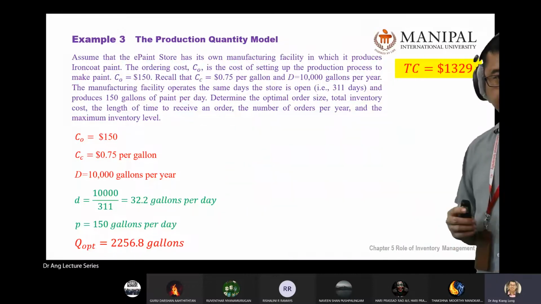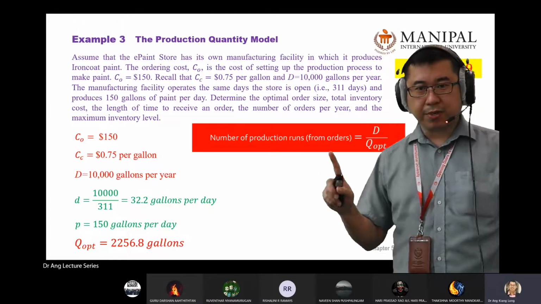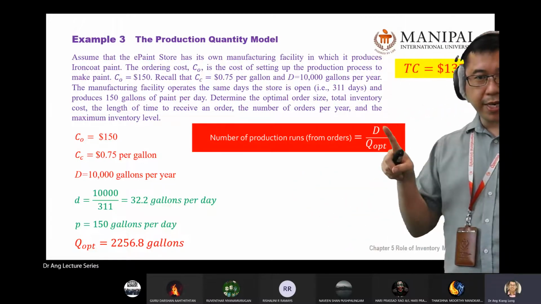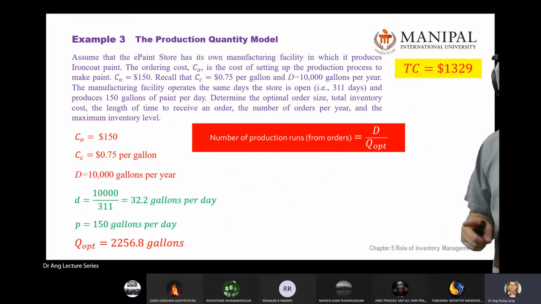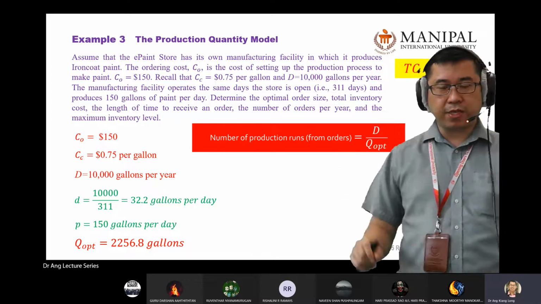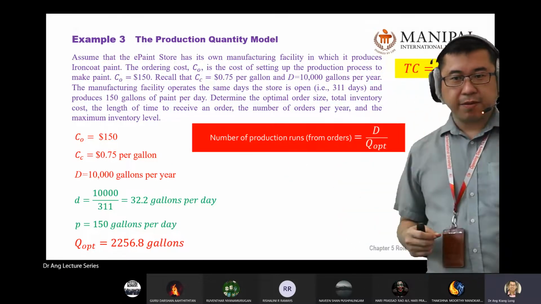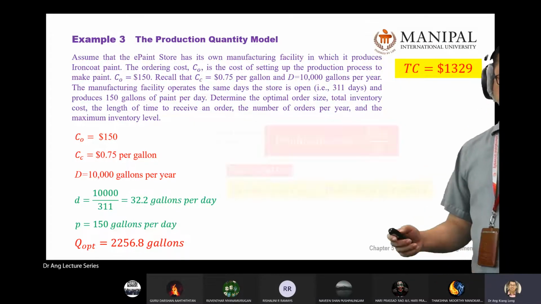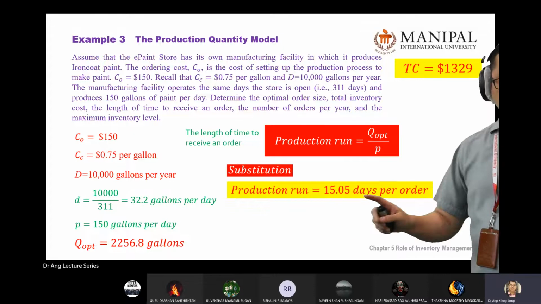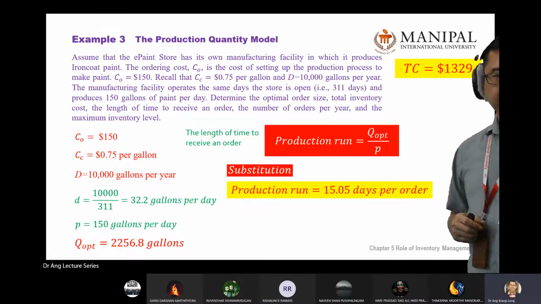Next, we calculate the number of production runs per order. You take the demand, capital D per year, so you calculate in 1 year how many orders you need, how many production runs you need to stand by. It means your purchaser needs to place how many orders. Okay, just now, every 15.5 days you need to place one order.